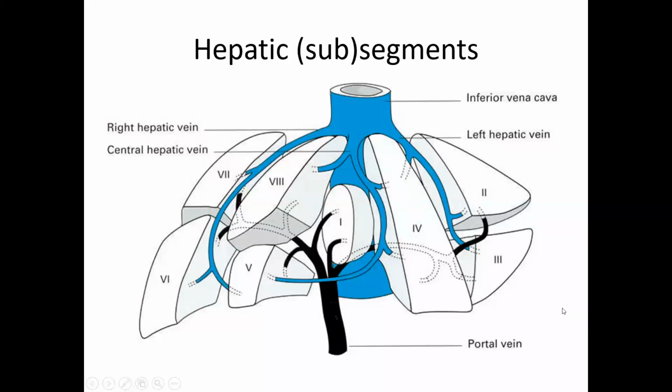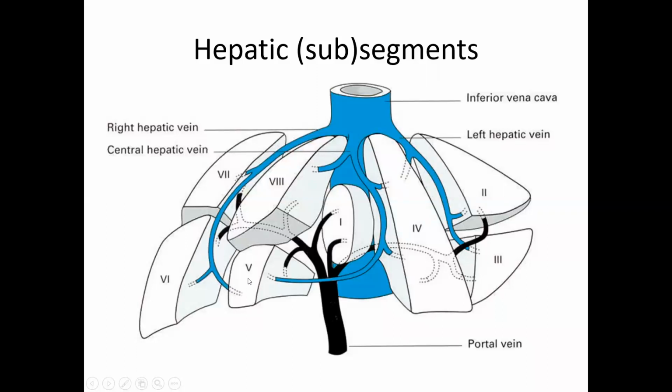Liver is divided into 8 segments. These 8 segments are important to know because of segmental resection. Point to be remembered, segment number 1 is called the caudate lobe. 2, 3, 4: 2 is left upper lobe, 3 is left lower lobe, 4 is quadrate lobe. So 1, 2, 3, 4 are the left lobes.